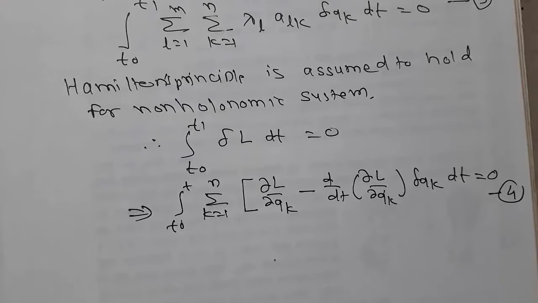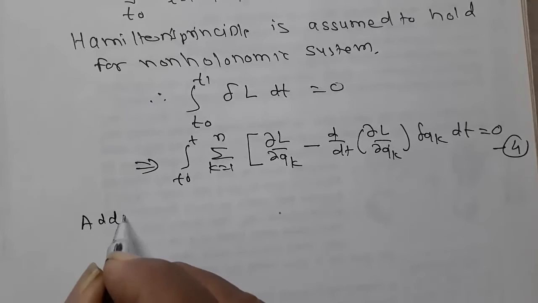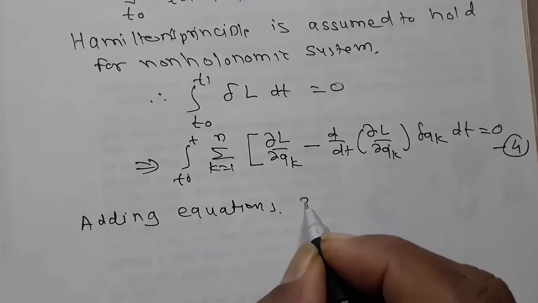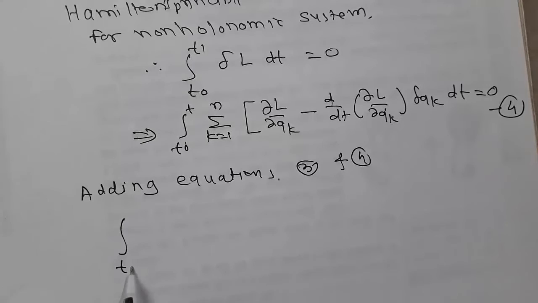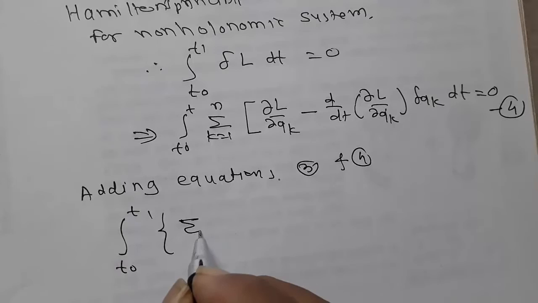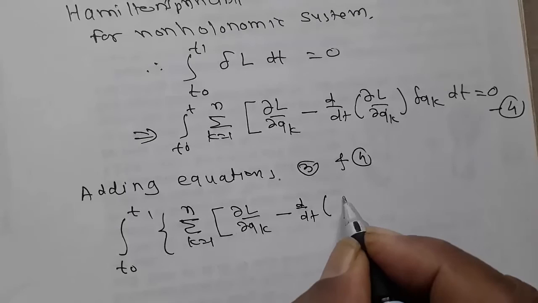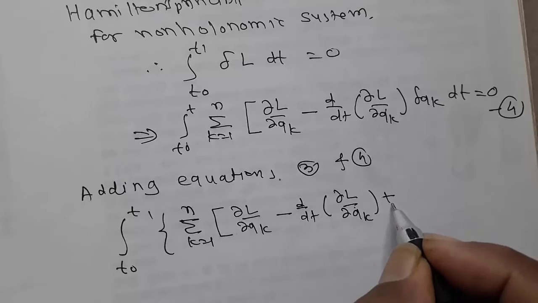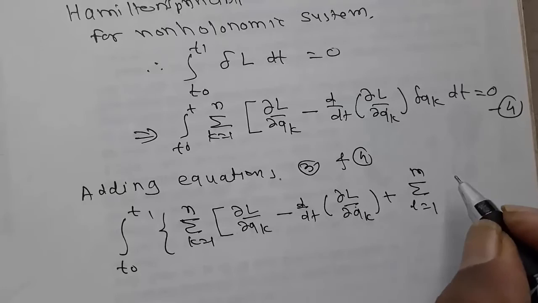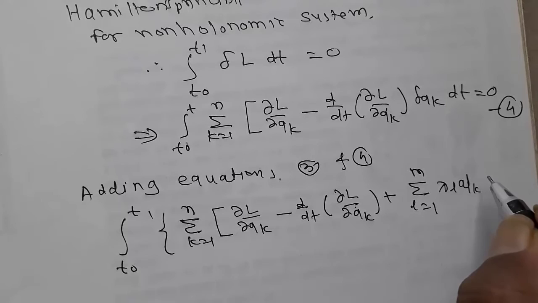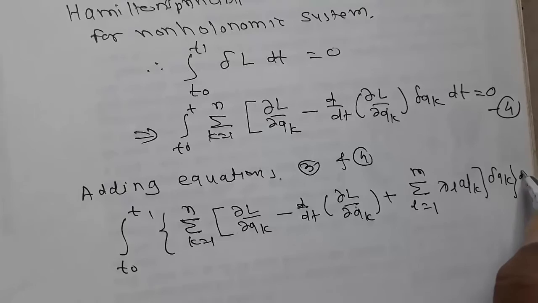Adding equations 3 and 4, we get the integral from t0 to t1 of sum from k equal to 1 to n of (dou L by dou q_k minus d by dt of dou L by dou q_k dot plus sum l equal to 1 to m lambda_l a_lk) delta q_k dt equal to 0. This is equation 5.